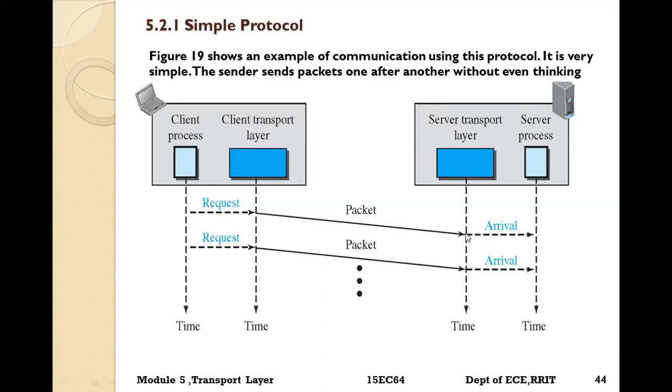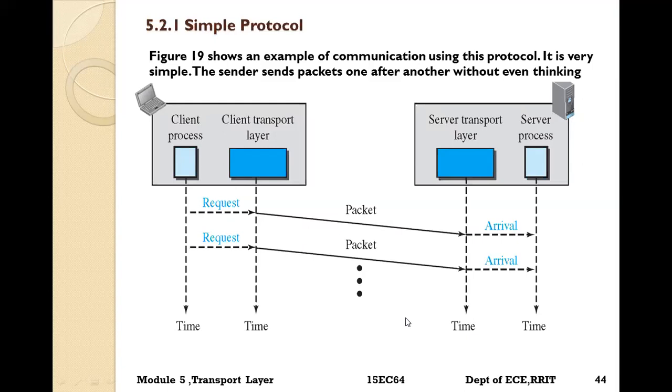So the server transport layer will receive and send it to the process. In the same way, when the packet is coming, it will receive and it will be sent. So this is what you understood as the simple protocol. Now in this protocol, we don't have flow control or error control. Whenever a packet is lost in between, we will not come to know, or we cannot resend the packet. So this is the disadvantage.